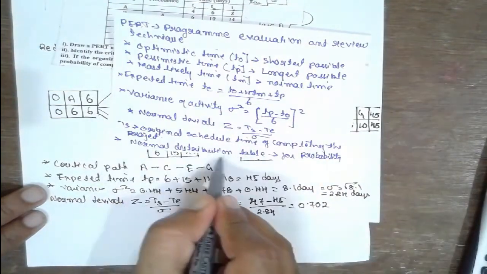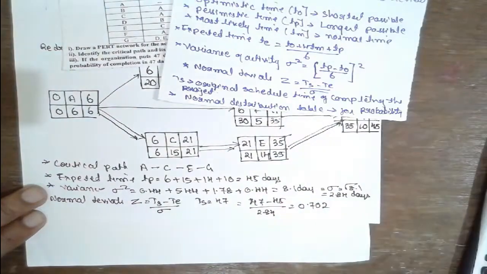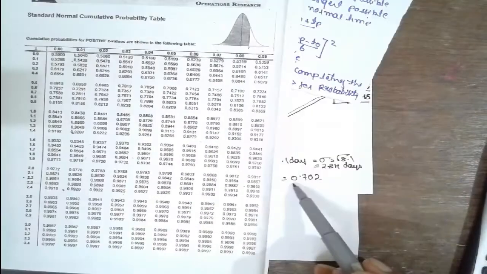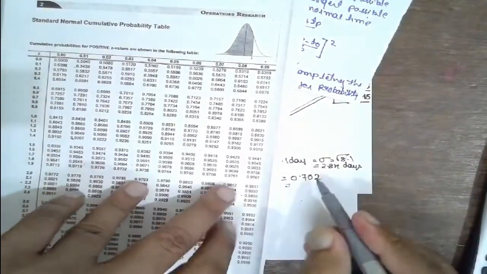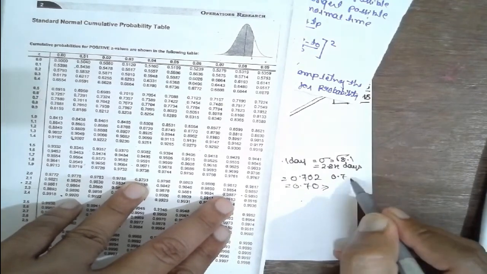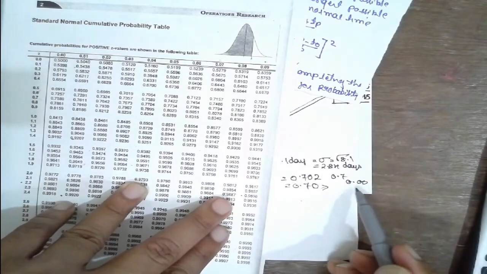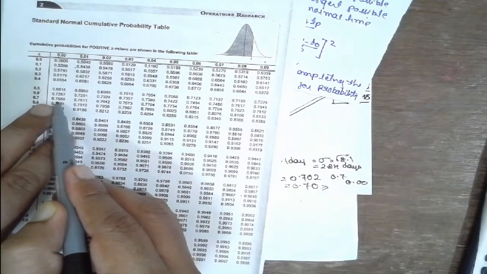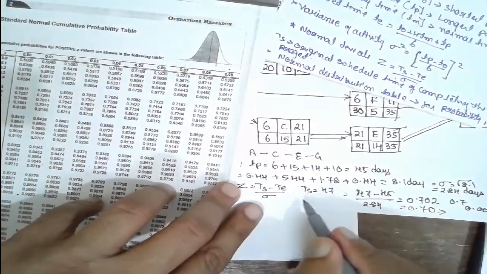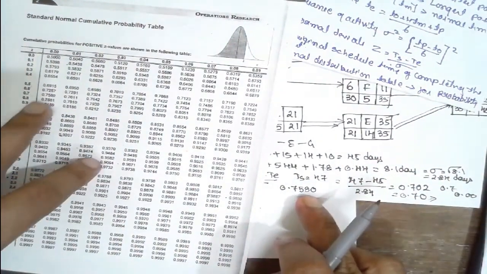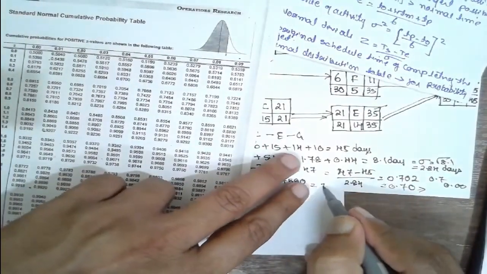The answer is 0.702. Now we have to refer to the normal distribution table. It is a positive case. For the positive, you have to refer to the normal distribution cumulative probability table. Now what is the value? 0.702. Now see here, you can conclude it as 0.70, don't go for 2 here. Now you can split it, 0.7, next 0.00. What is the value here? 0.7580. Now in terms of percentage, it will be 75.80%.